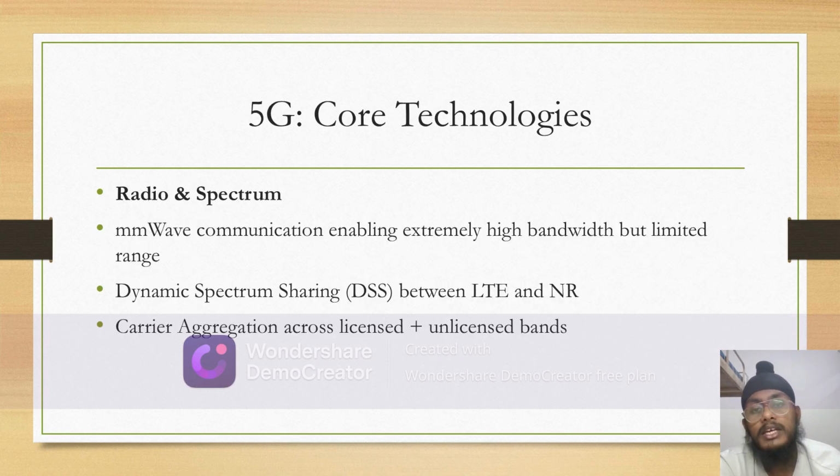So, in the next slide, we can discuss the core technologies of 5G. The key points under this are radio and spectrum. Another one is millimeter wave communication, enabling extremely high bandwidth but limited range. And another key point is dynamic spectrum sharing between LTE and NR. And the last key point is carrier aggregation across licensed plus unlicensed bands.